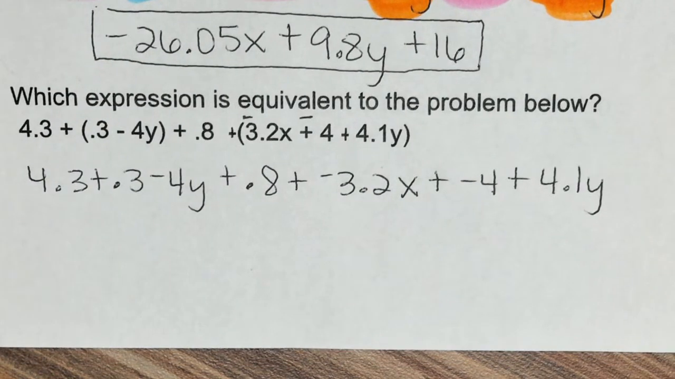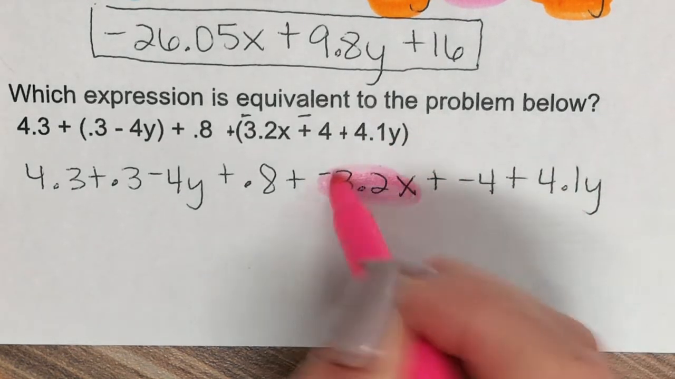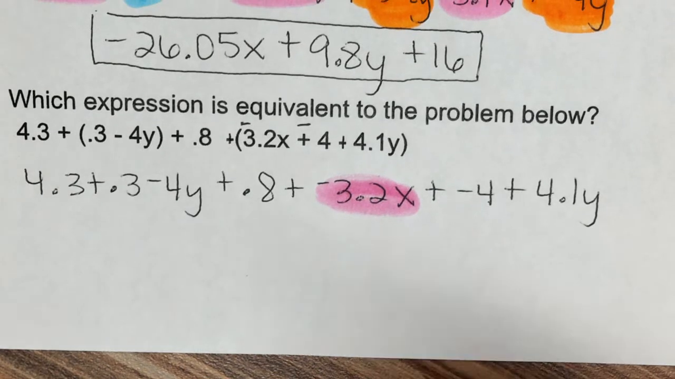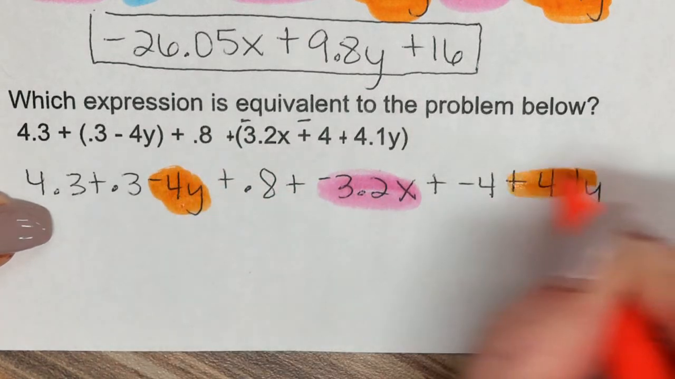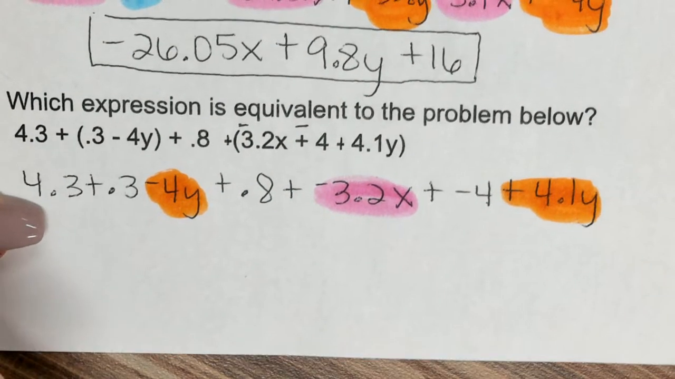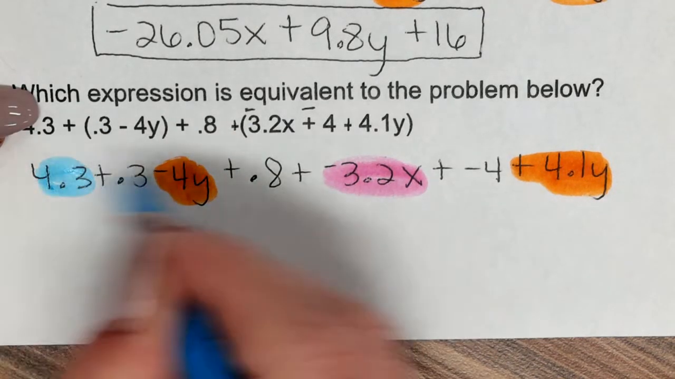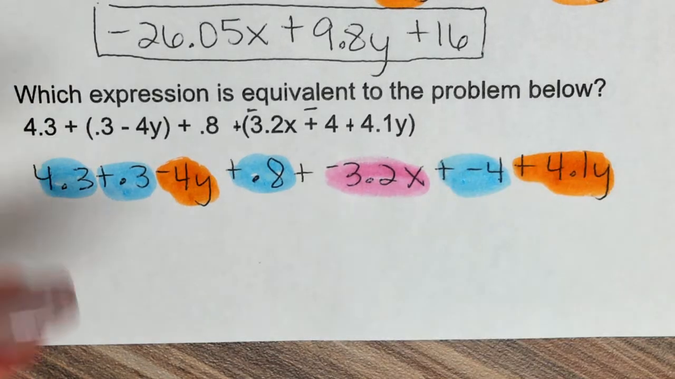Combine like terms. I'm going to use my highlighter. So I'm going to highlight all the x's one color. Is there only one x? Yep. I'm going to highlight all the y's one color with the sign in front of them. And then I'm going to highlight all the regular numbers one color. Now I'm going to go combine like terms.